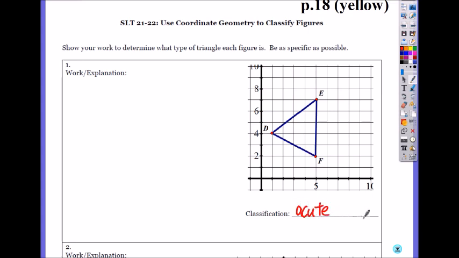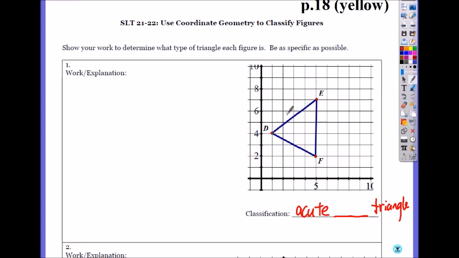What type of side? I'm not sure. Maybe it could be all three equal, equilateral. It could be only two equal, isosceles, or it could be scalene, right? We can't really tell by just looking at it. So we have to prove it, and it's a triangle. So for this one, we don't have to find the angles because we don't have to check whether it's 90 or not, because it is not 90, it's acute.